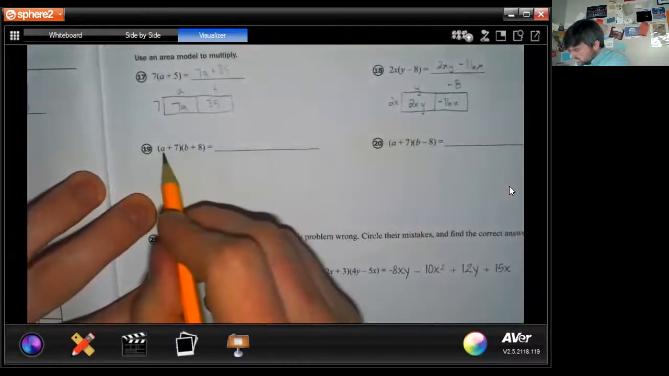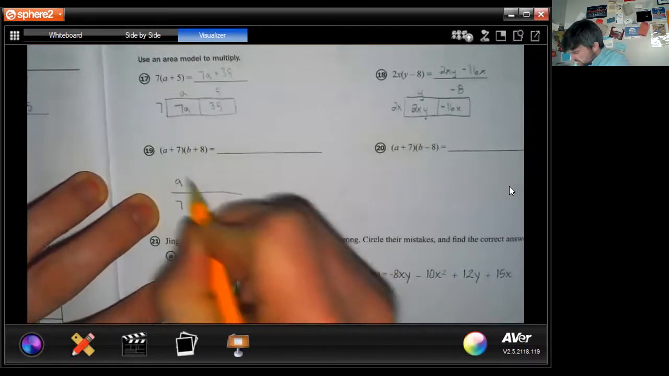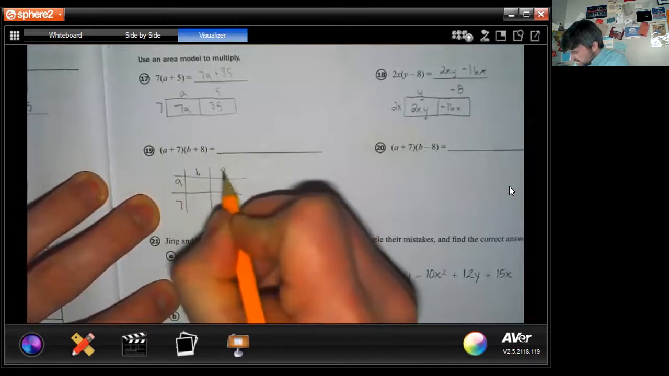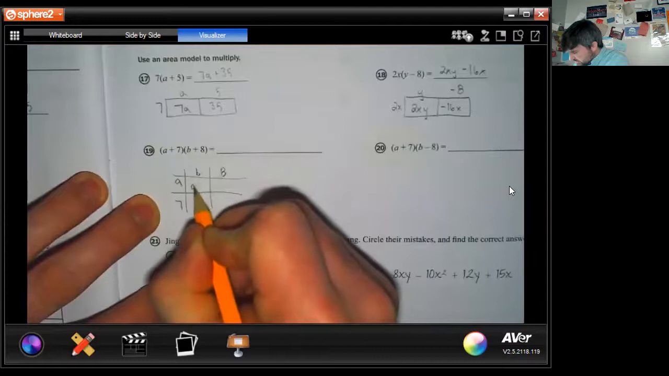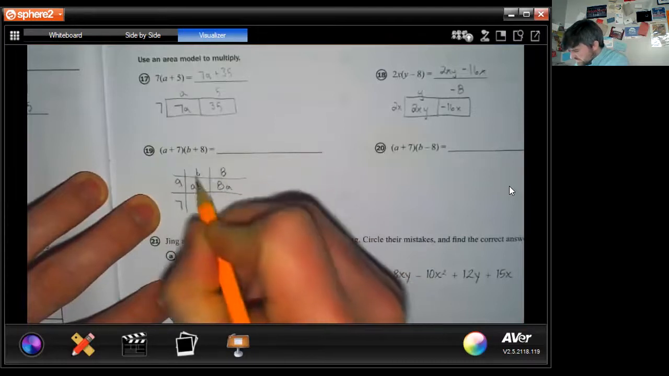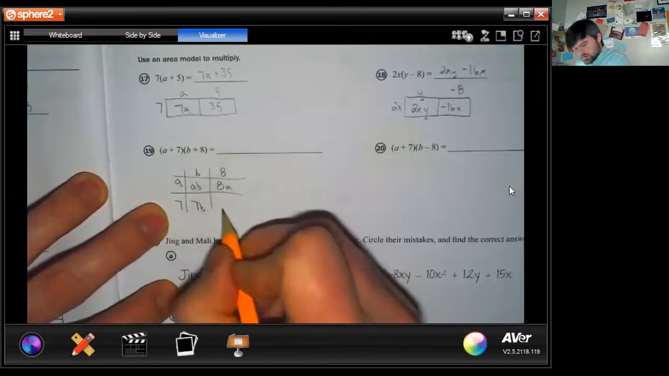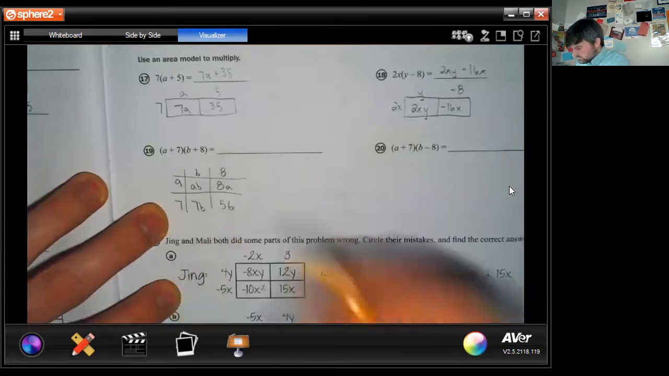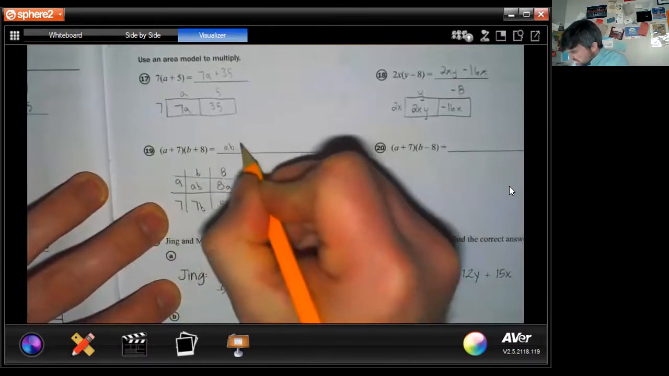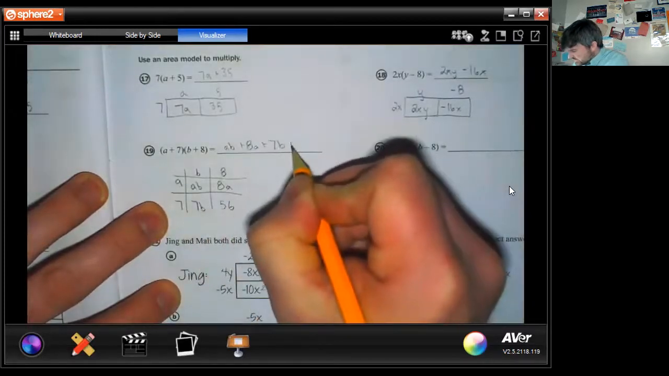Okay, here we have two terms. So A and 7, and B and 8. So A times B is AB. A times 8 is 8A. B times 7 is 7B. And 7 times 8 would be 56. So you got AB plus 8A plus 7B plus 56.